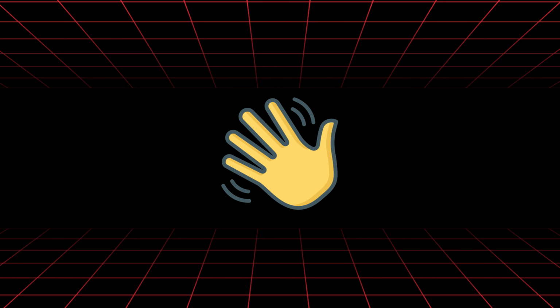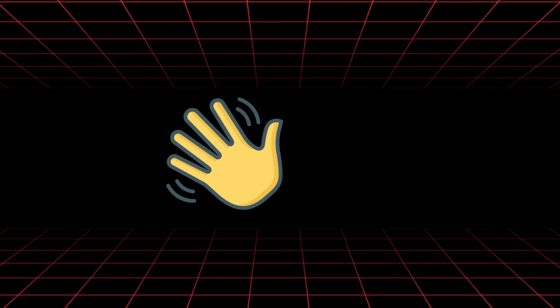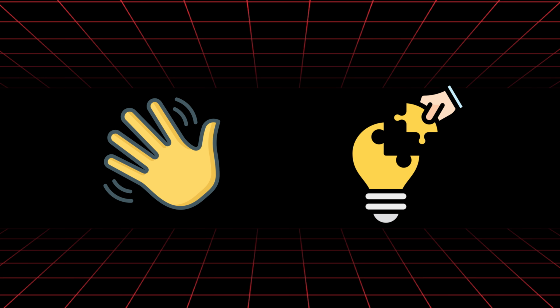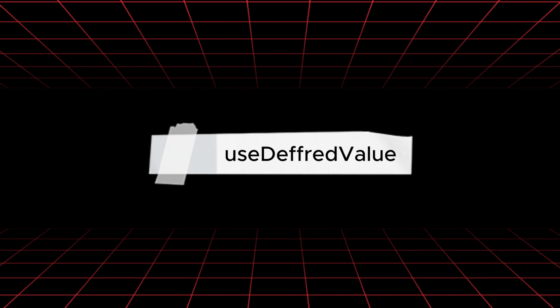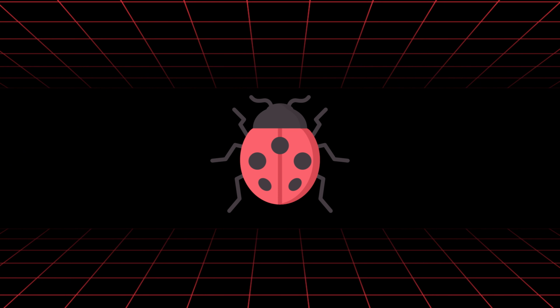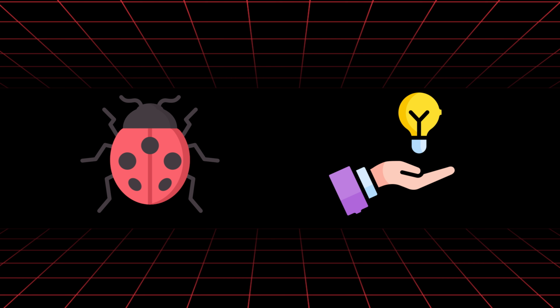Hey everyone, welcome back. In this video, we're going to solve a common performance issue in React using a powerful hook called useDeferredValue. We'll start by looking at the problem, then walk through the solution using real React code.